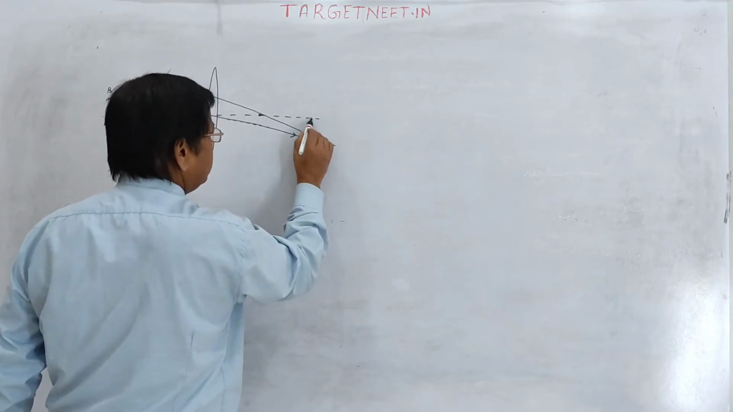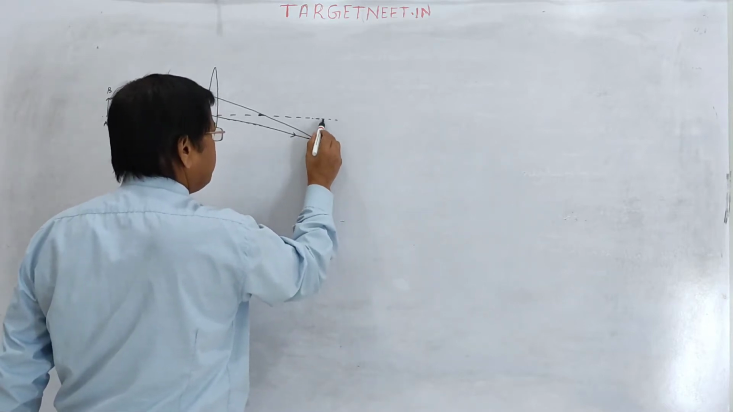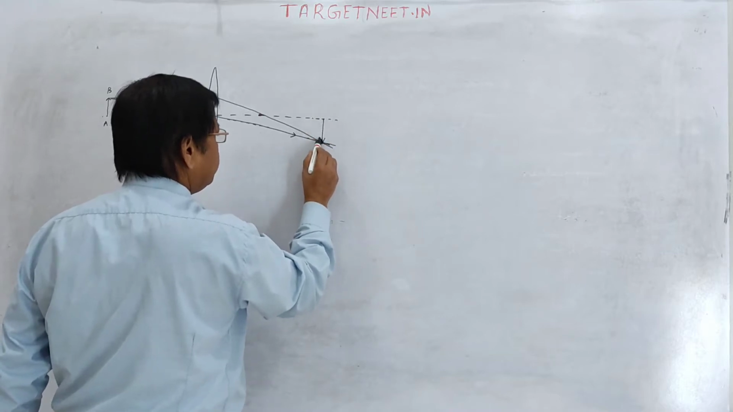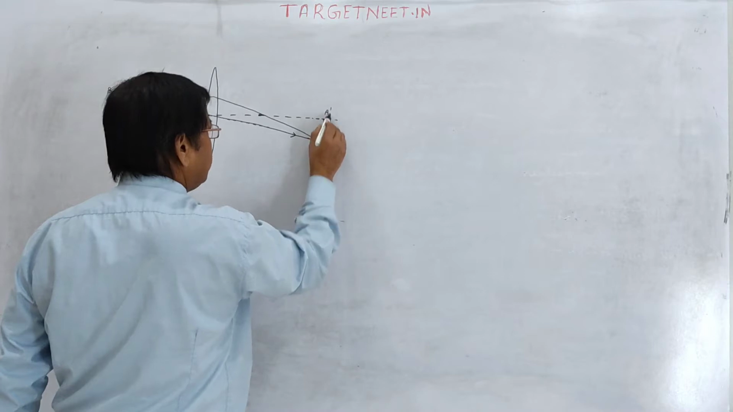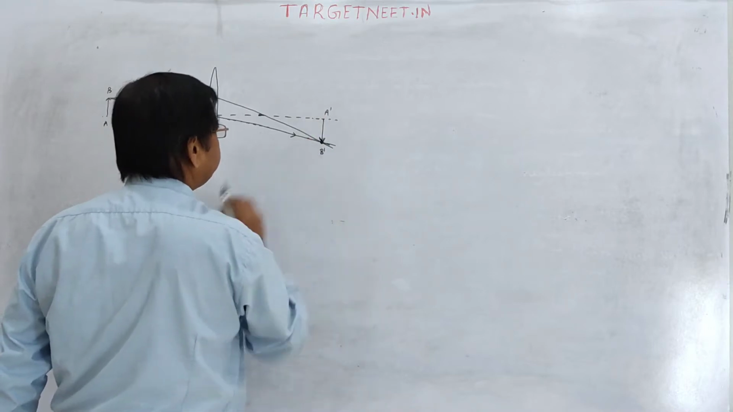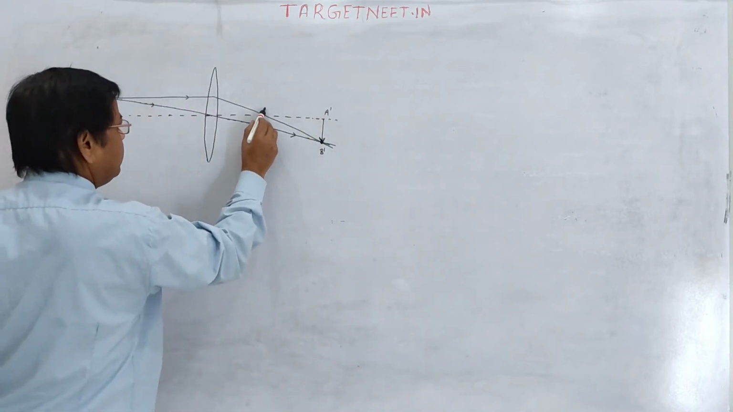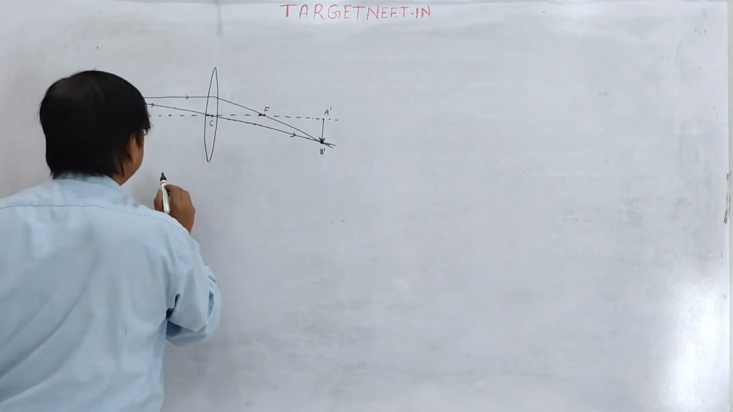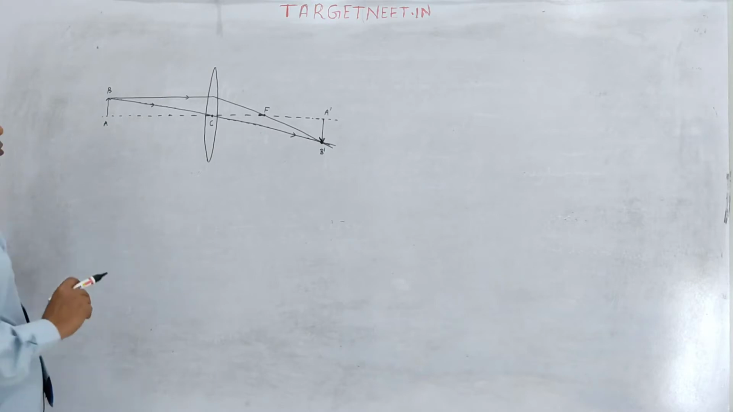So this point is the point of image, or the image is formed here. Let this be A prime, B prime. This point be F. This point be C. So this is our ray diagram.